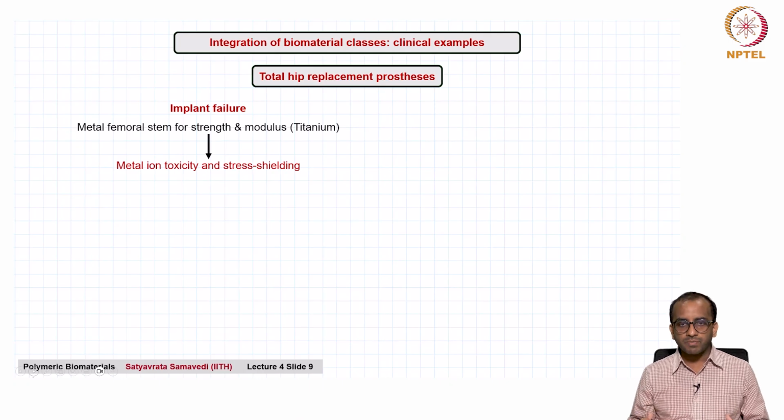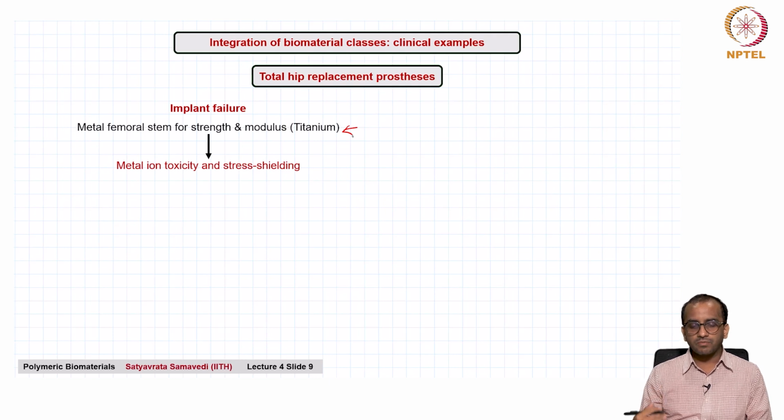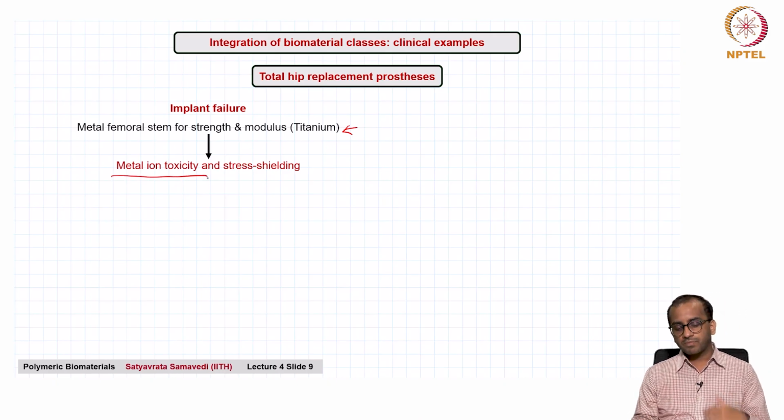That could be one aspect of failure, but by failure we mean here that the implant is not only not doing its expected functionality, but it is also causing adverse reactions that are not intended. So, for example, you can have a metal femoral stem for strength and modulus, typically titanium or cobalt chromium, but you can have, as we saw, metal ions leaching. If you have, for example, a metal on metal implant, because of abrasion, you can have metal ions leaching.